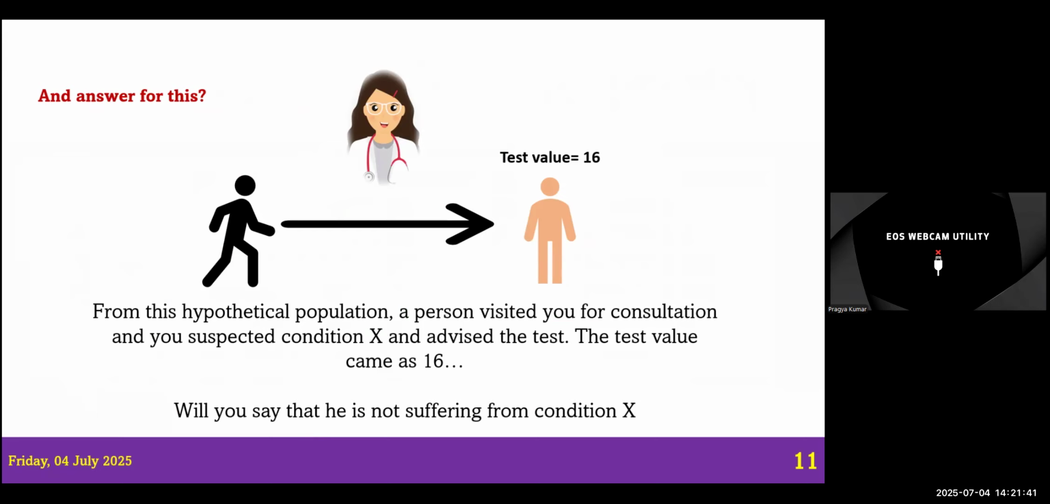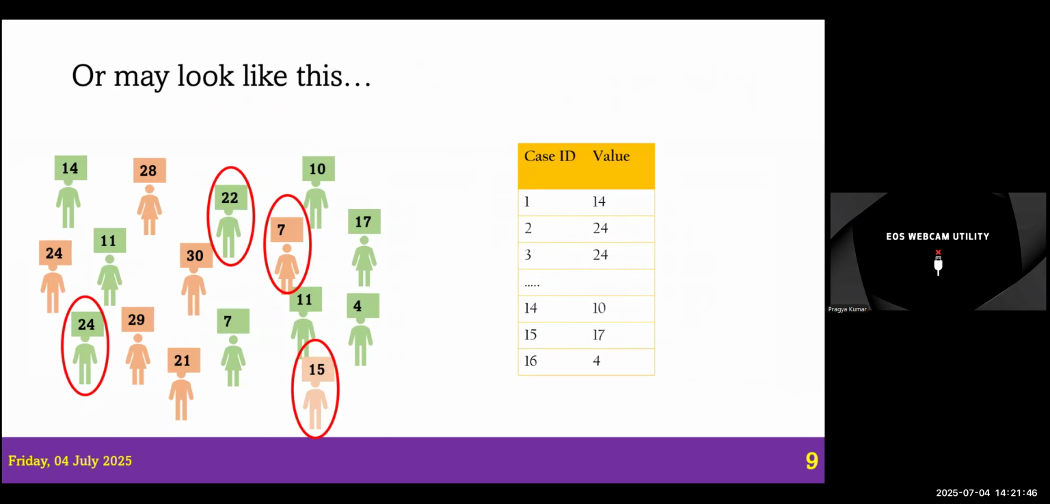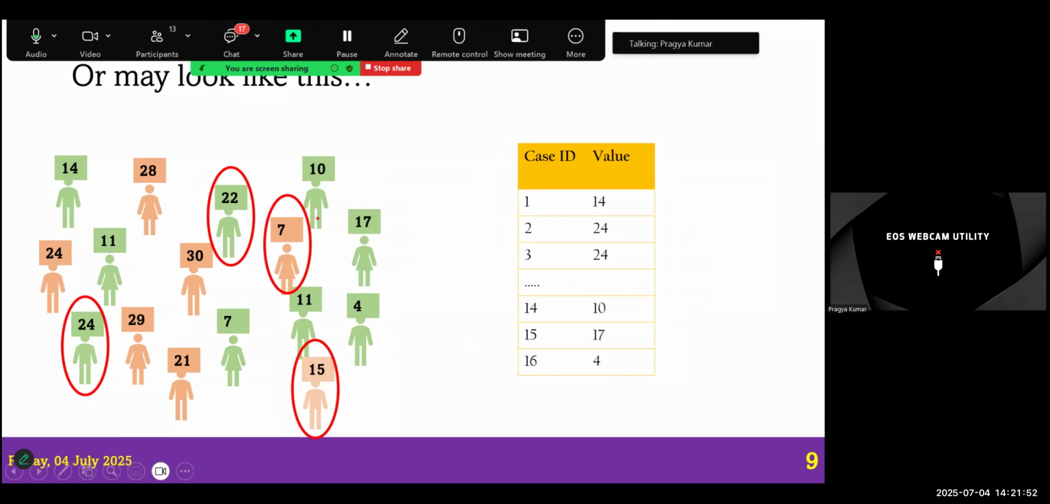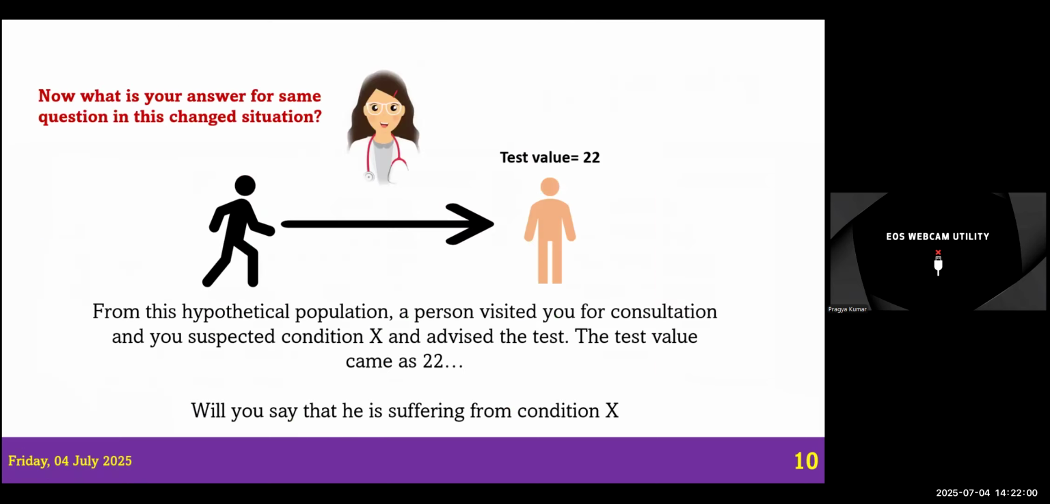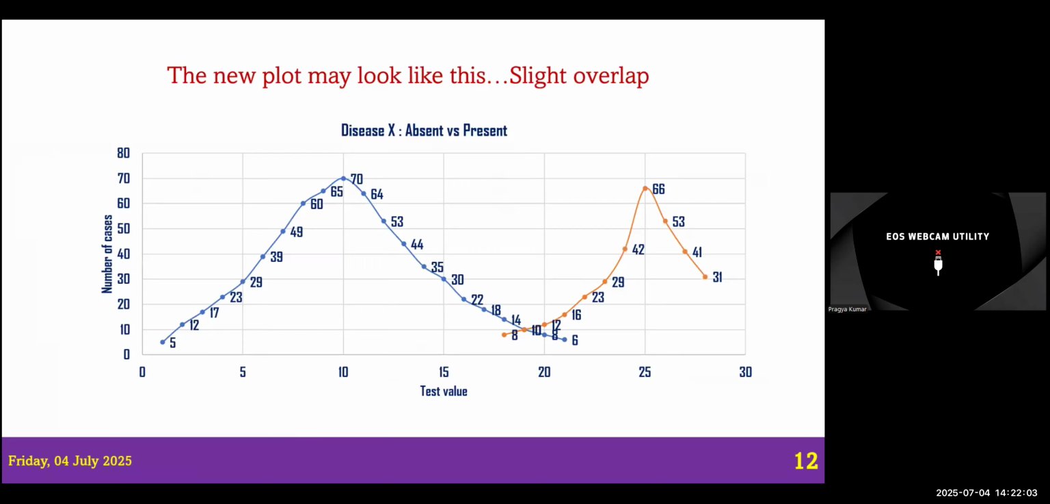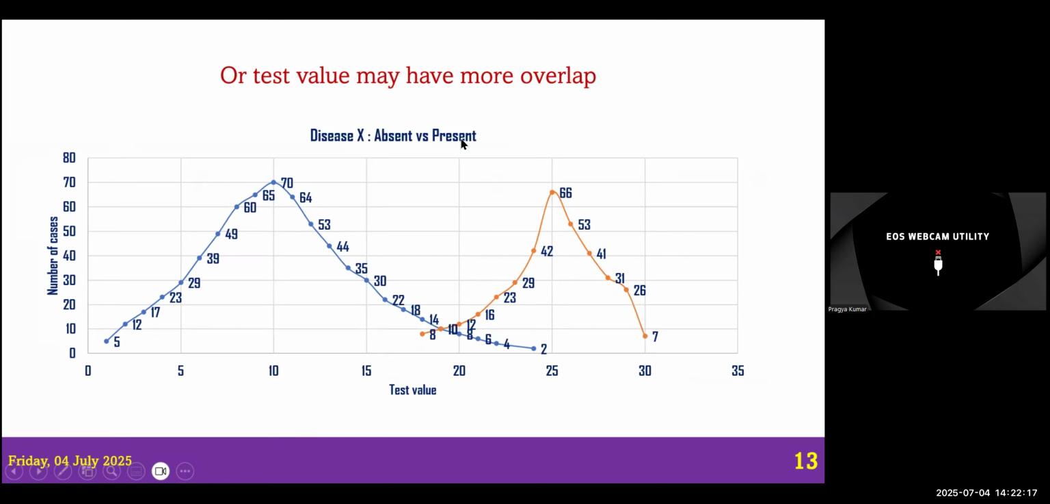And even if the person comes to me with 16, can I say that you are not having the disease? Again, I cannot say, because in this case I can see that even if the person has a value of 7 and 15, still he or she is having the disease. So now I cannot say with confidence. And now in the plot which you have seen, there will be a slight overlap, because it cannot delineate 100% between a person who is diseased and a person who is not diseased. And again, there might be more overlap of these two graphs.